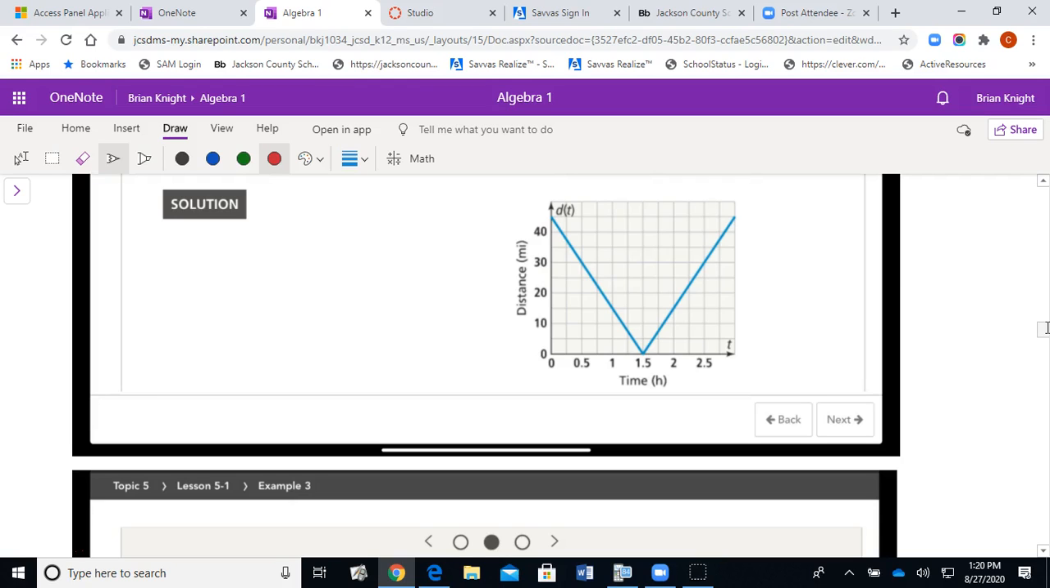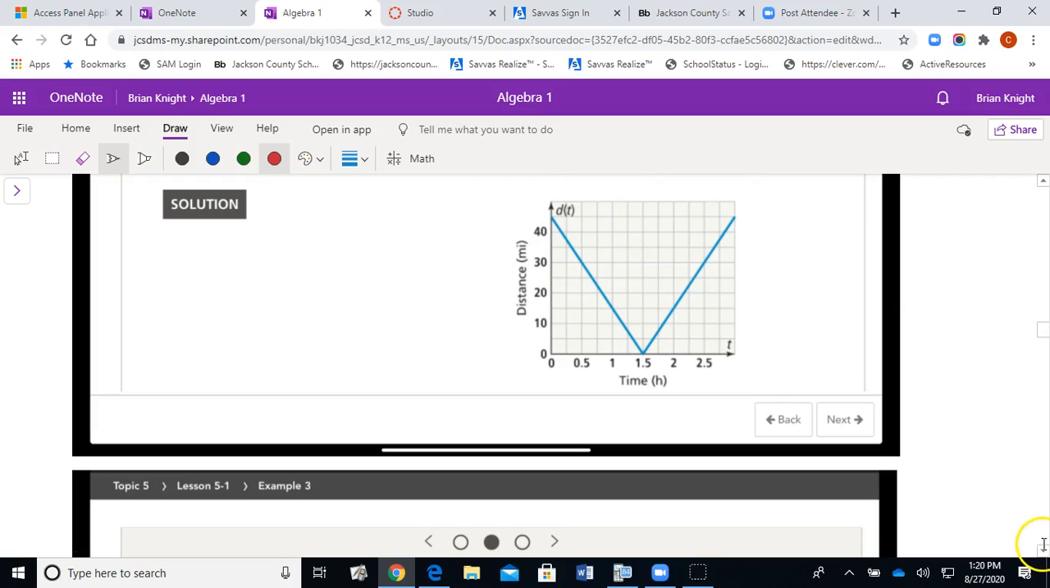Then he drives where? When he gets to here, where is he? He's at the state line. So he's driven how far? 45, because he went from 45 to 0. And then to get to his friend's house, he goes how far? Another 45. So 45 plus 45 is 90. He drove 90 miles. Is that making sense?